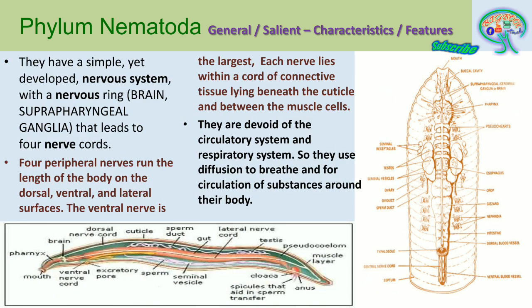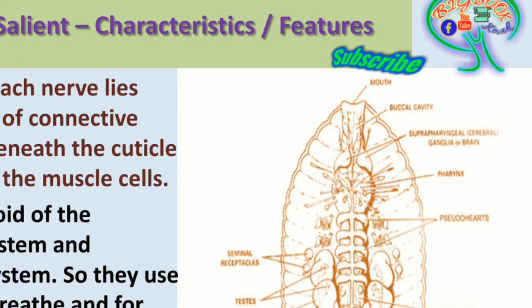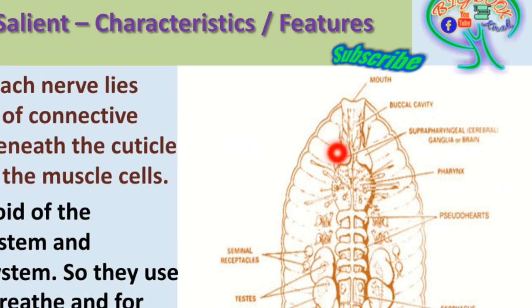They have a simple yet developed nervous system with a nervous ring, brain. It is called the brain or suprapharyngeal ganglia that leads to 4 nerve cords. Now here at the head region, that is below the mouth, after approximately 3 segments, you can see the suprapharyngeal cerebral ganglia or brain.